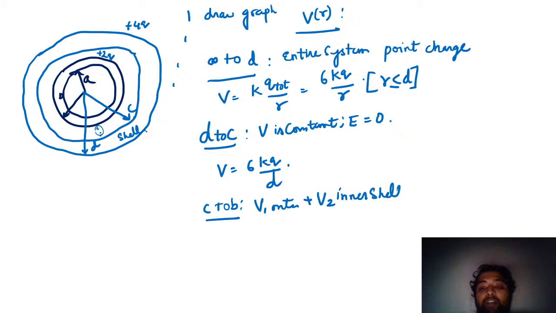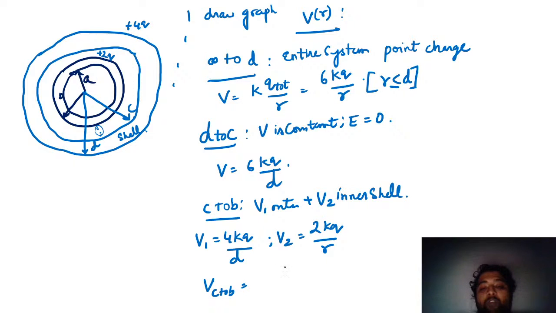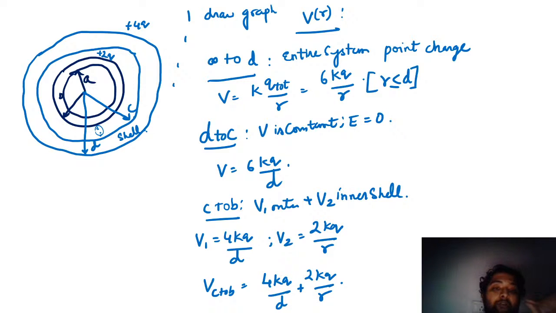There are two things now. The outer shell will have a fixed thing. V1 will be equal to 4kq by d, which is only the charge on the outer surface by d. And V2 will be equal to the charge inside, which is 2kq by r. Wonderful, right? This is a wonderful equation. So from this, V from C to B will be equal to 4kq by d plus 2kq by r. Understood?